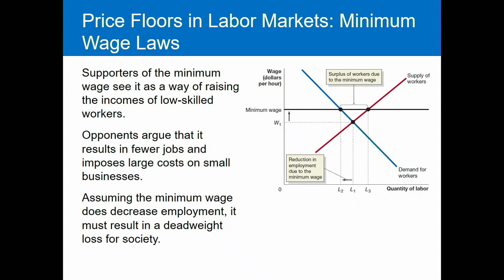So we can think of the labor market just like any other market. So the demand curve in the labor market is going to be firms. Firms, think of them as the consumer that want to purchase workers or work from individuals. Then the supply curve in this case is going to be the workers themselves.